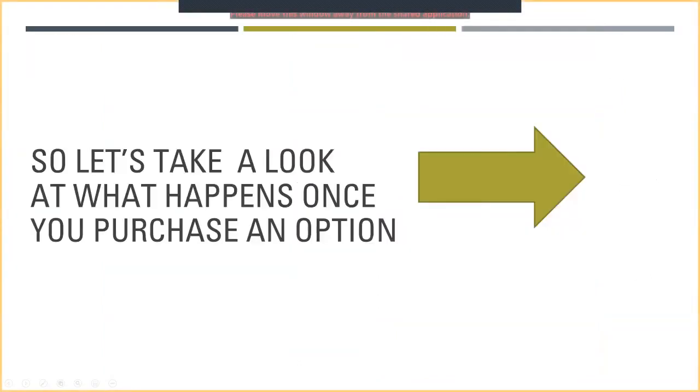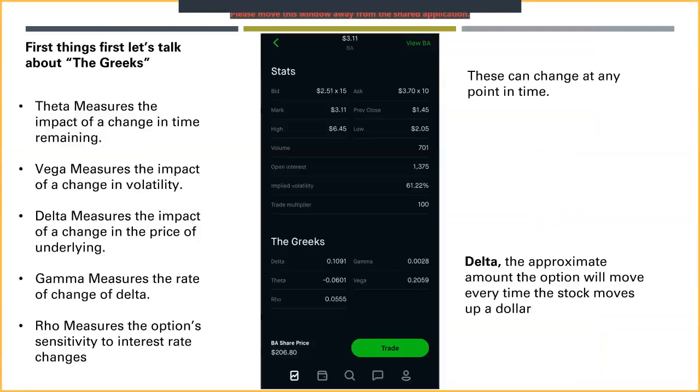All right, so let's take a look at what happens once you purchase an option, right? So when you purchase an option, you're going to get this screen. You see you have your Boeing price at the top, and you have everything here. You have the Greeks, you have everything like bid, ask, mark, all this. So let's talk about what all these things mean down here.